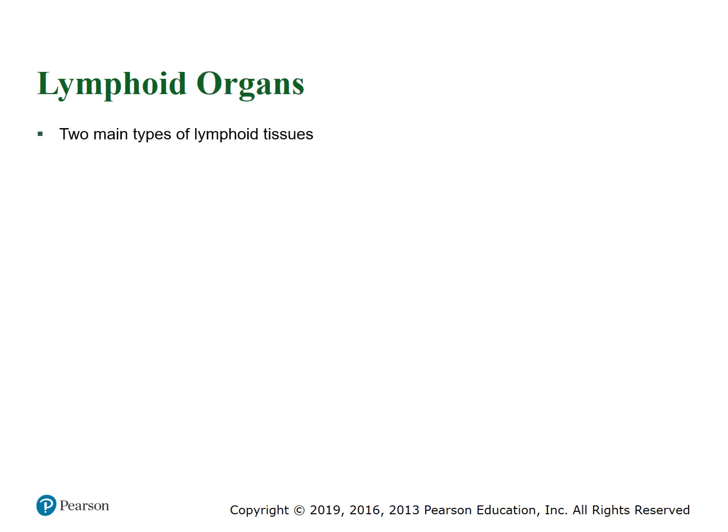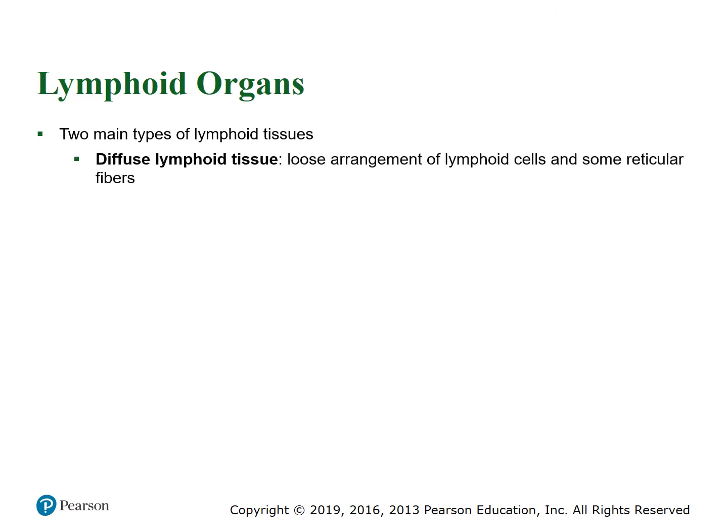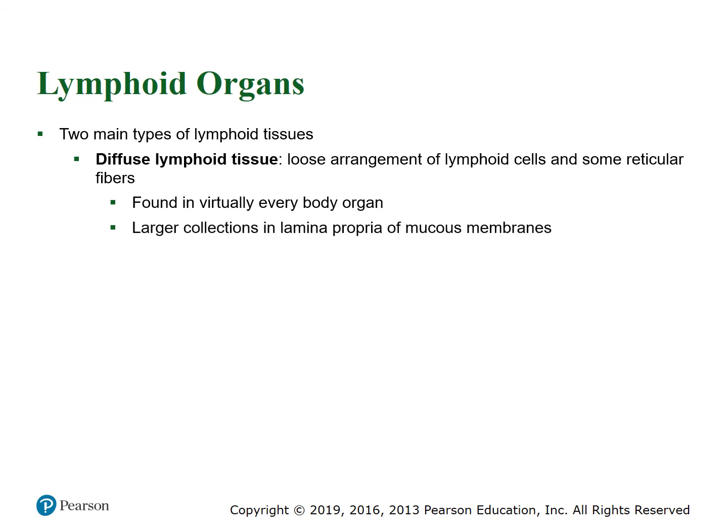There are two main types of lymphoid tissues. One is diffuse lymphoid tissue, which is a loose arrangement of lymphoid cells with some associated reticular fibers. These are found in just about every body organ, so there is a lot of lymphoid tissue spread around the body. You find larger collections of these in the lamina propria of mucous membranes. When we take a look at the digestive system, there is a lot of this diffuse lymphoid tissue found in that particular layer, the lamina propria.